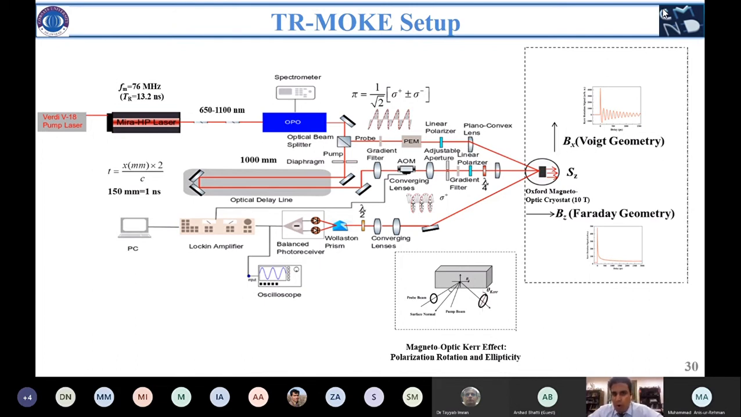Both these beams were modulated. The probe beam was modulated by a photoelastic modulator, whereas the pump beam was modulated using an acousto-optic modulator.